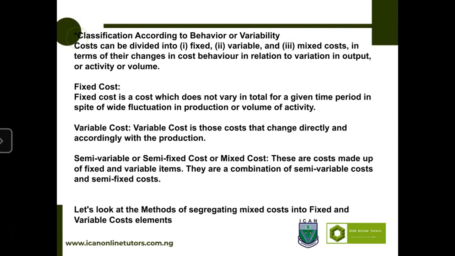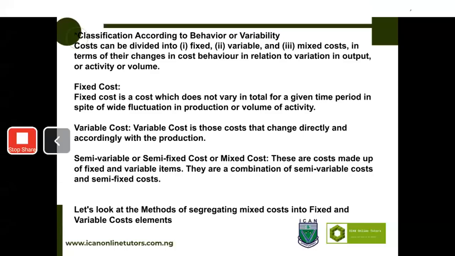That is the three classification. Irrespective of the changes in the volume of activities, fixed costs do not change. Fixed costs remain stagnant, unchanged, stable. But variable costs change with the level of activities. When the price increases, quantity increases or reduces. That's what you call variable. Semi-variable cost is what we call mixed cost. It is the combination of fixed cost and variable cost, called semi-variable or semi-fixed cost, or mixed cost.